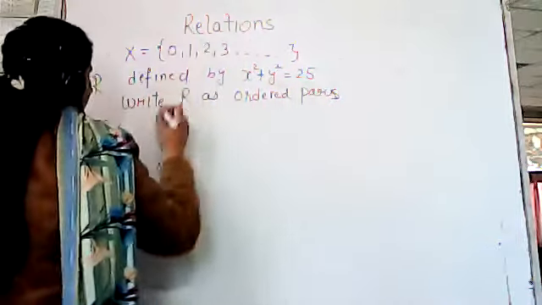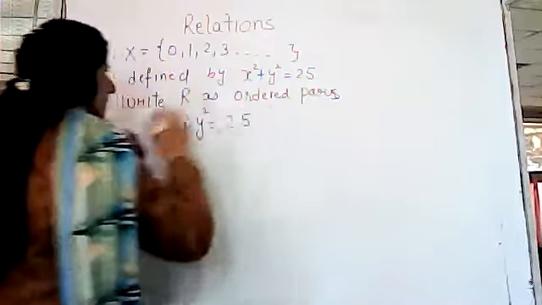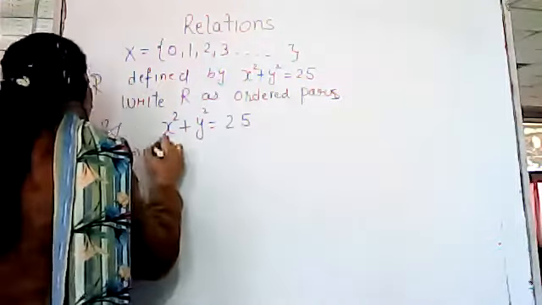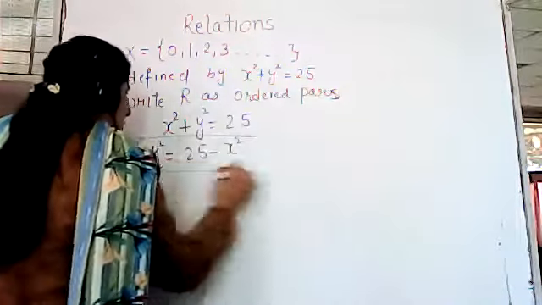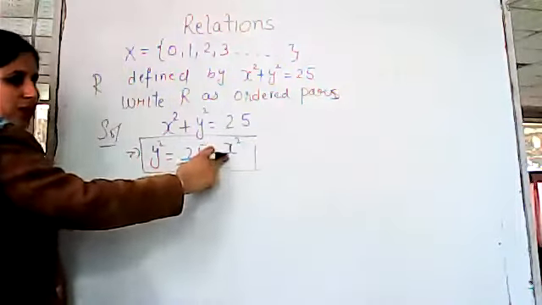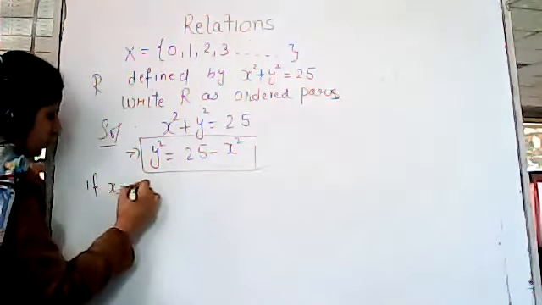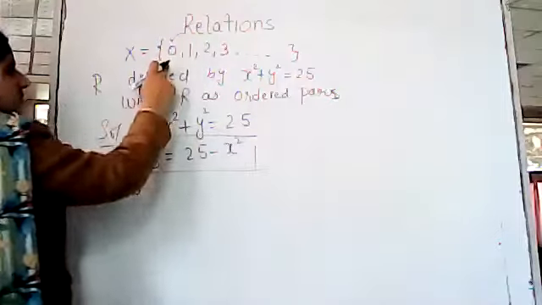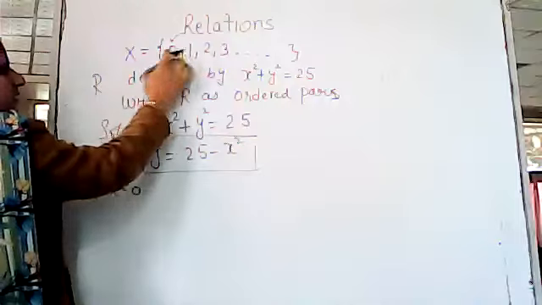Beta, please have a look at the board. This is the given condition: x square plus y square is equal to 25, or you can say y square is equal to 25 minus x square. So if x is known, you can calculate the value of y also. First of all, what is the value of x? This is equal to 0 because the elements of set X start from 0.